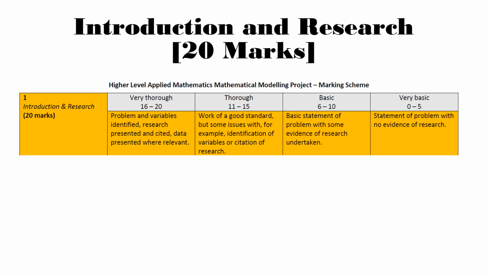So this is a more detailed marking rubrics. So we have 4 sections, very thorough, basic, and very basic. So focusing on that very thorough, the problem and variables are identified, research is presented and cited, data presented where relevant. So that's what you're aiming to do. Now that's a very easy section to do and do well.